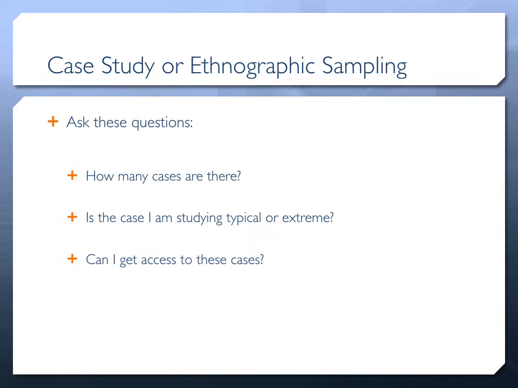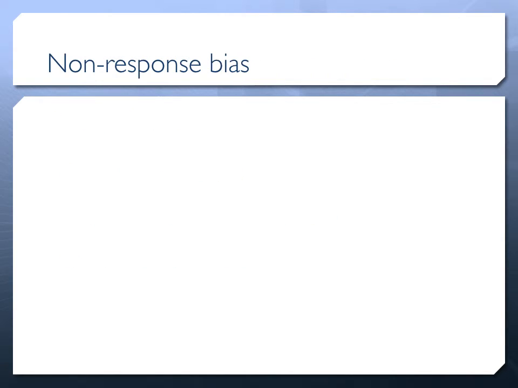But if you're a researcher coming in from the outside, sometimes access can be very difficult. And especially in ethnographic sampling, when you immerse yourself in a culture, you might think that it's easier because you're involved in the culture and with the people you're studying, but getting access to specific cases might be somewhat difficult. So those are important questions to ask.